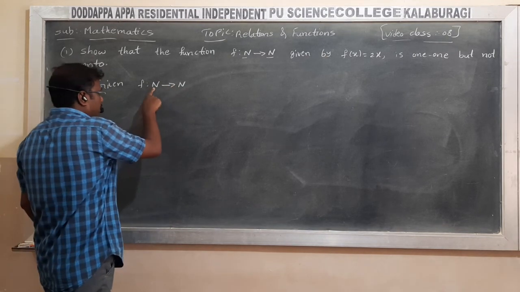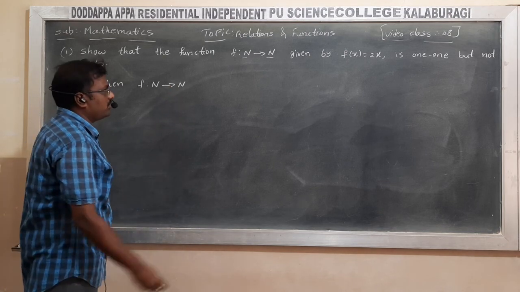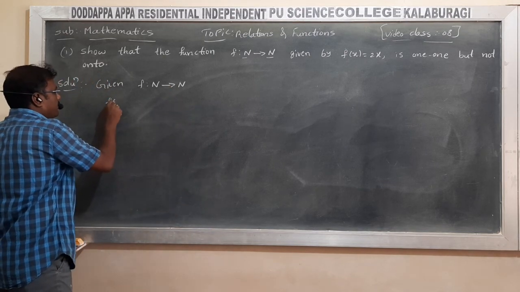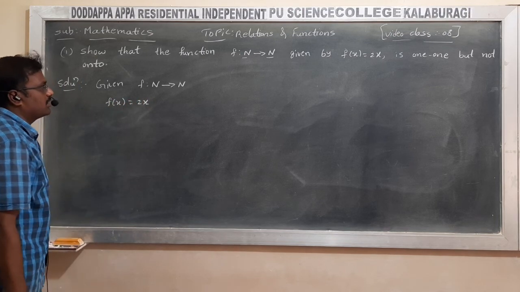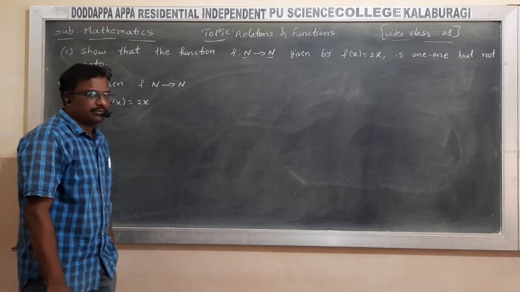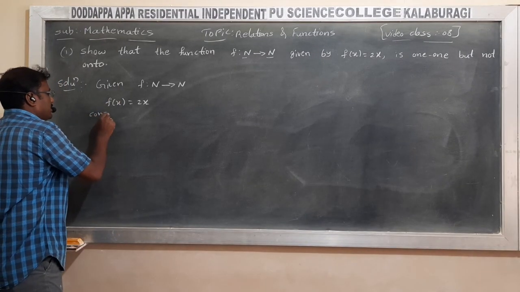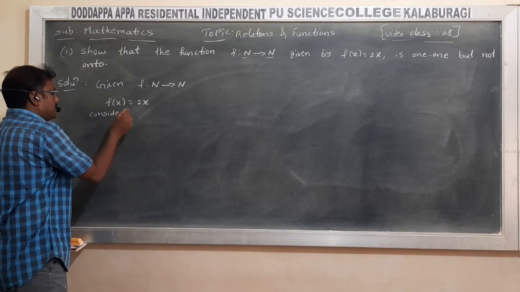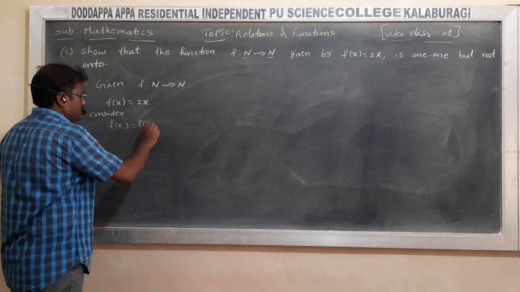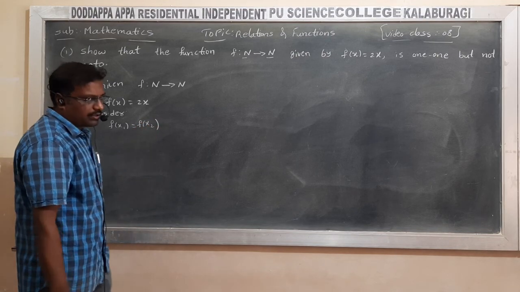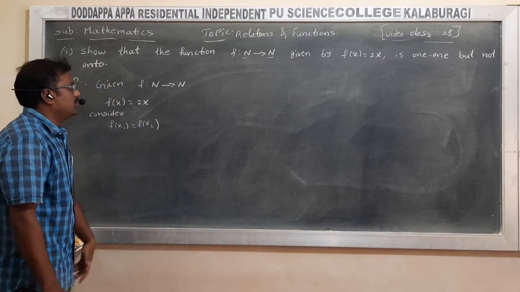So see here, N to N. Sometimes they will give real numbers here also. Next, f of x is equal to what? 2x. Now you can prove that it is one-one but not onto. So first, to find out the one-one, take the condition f of x1 is equal to f of x2. When you find out the one-one condition, first you have to take f of x1 equal to f of x2.